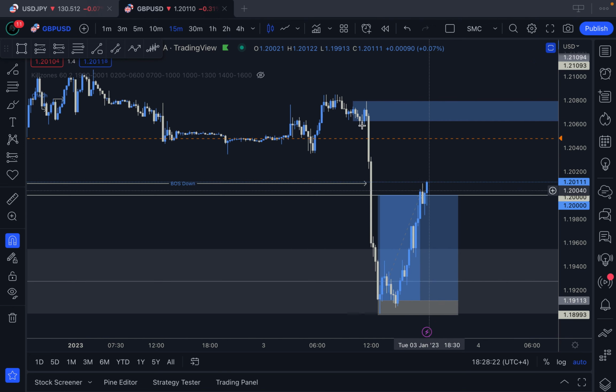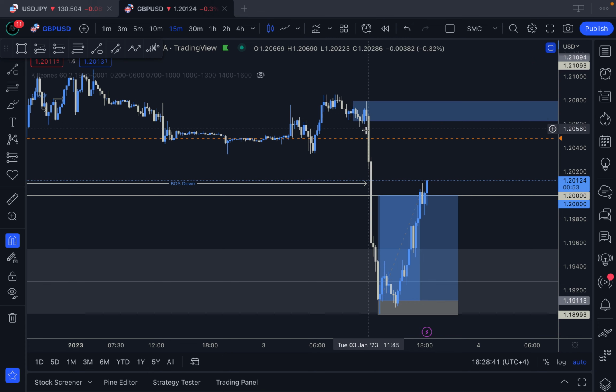So let's get started. Over here, when I came on the chart for GBP USD, I could see that the price was falling, and it was falling pretty aggressively. Now, the first thing that came to my mind was that the price was leaving a fair value gap behind. It was leaving an imbalance. Now, what is an imbalance?